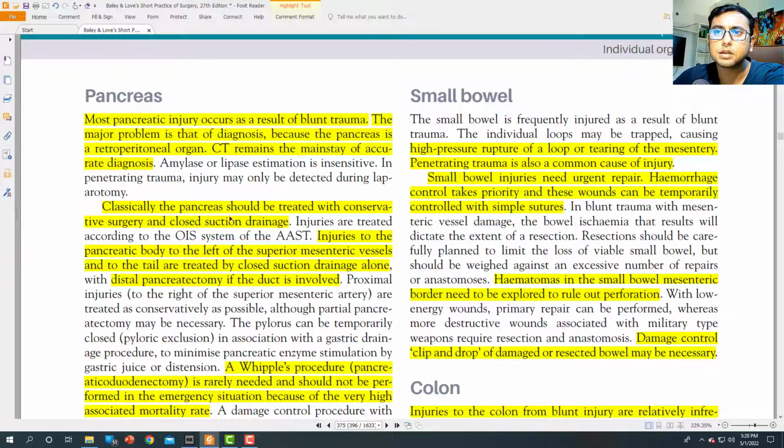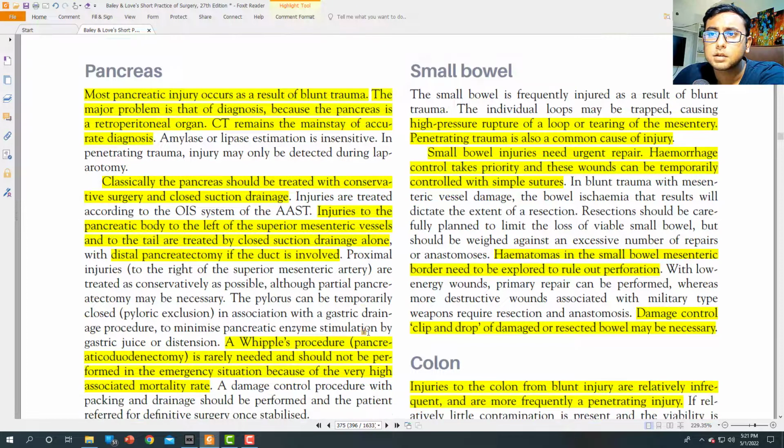Classically, pancreatic injuries should be treated with conservative surgery and closed suction drains. Injuries to the pancreatic body to the left of the superior mesenteric vessels, and the tail, are treated by closed suction drainage alone. Distal pancreatectomy is done if the duct is involved. The superior mesenteric artery is sometimes also injured, and they are treated conservatively as far as possible.